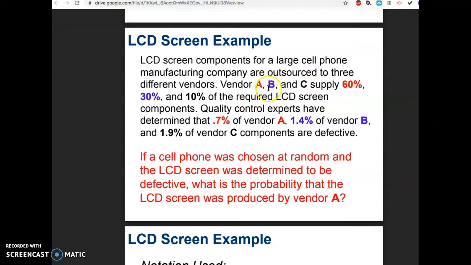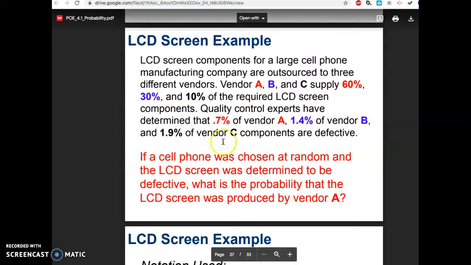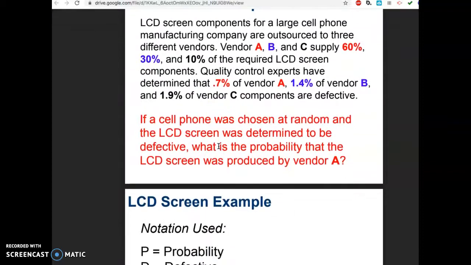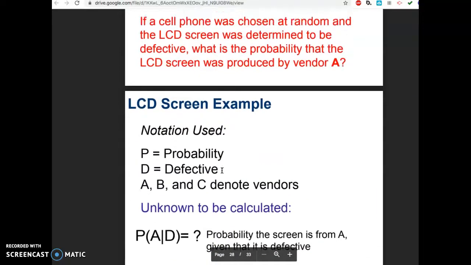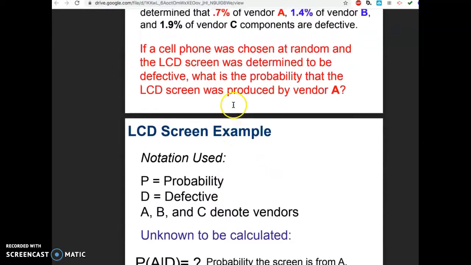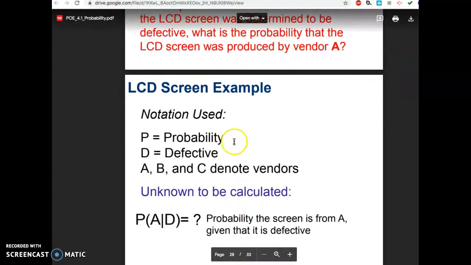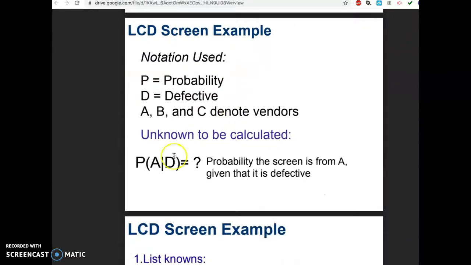They have 3 different companies. Each one makes a different amount of components, and this percentage is defective from each different place they make it. So basically, if you said, what's the probability the screen is from vendor A, knowing that it's defective, there's a little symbol for that probability. It's the probability of A given that D has already happened.